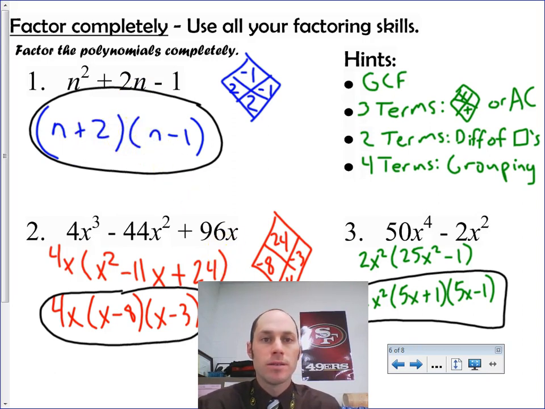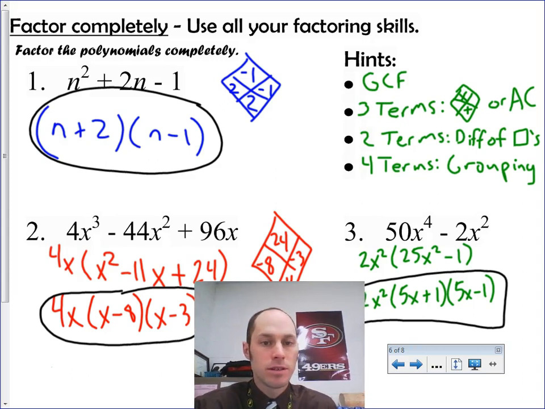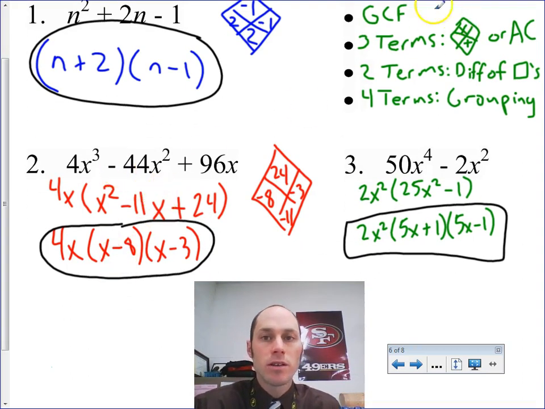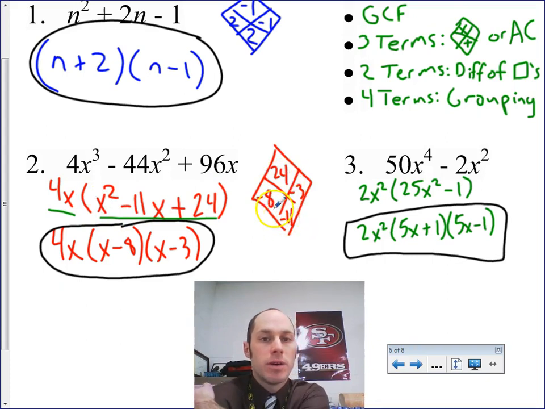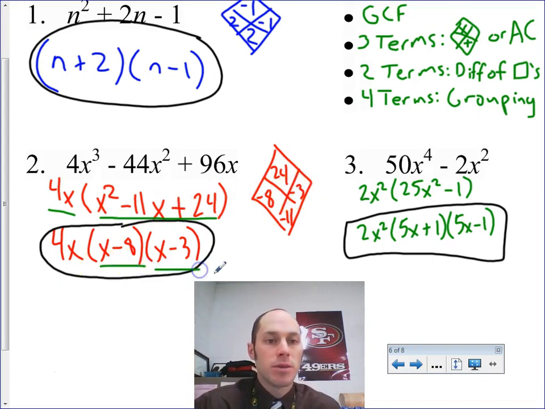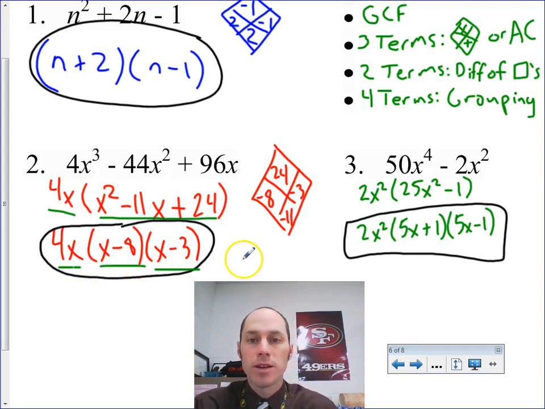The second one. Here we go. So first thing I look for is GCF. I can divide them all by 4 and by x. So I divided 4x out of there first. Left me with x squared minus 11x plus 24. Left me with 3 terms inside. So leading coefficient is 1, so I made my diamond of 24 and -11. Gives me my 2 terms of -8 and -3. So x minus 8, x minus 3, and then the 4x that I still had factored out at the beginning. I keep that out there.